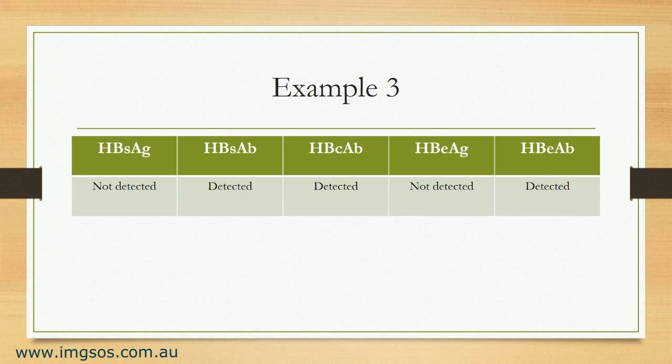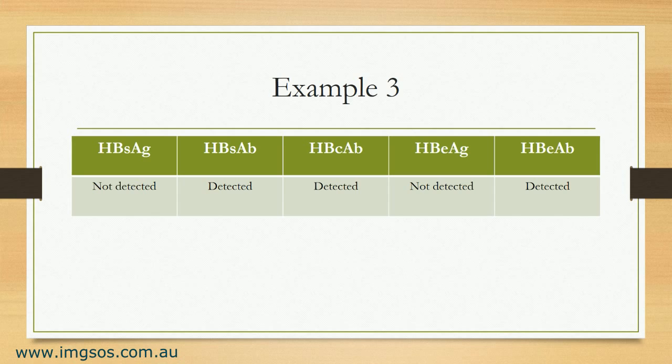But the next column, the core antibody, tells us this is virus. Now, the E antigen is not detected, so they're not in high levels of replication and high viral turnover, and E antibodies have been formed, and that's why the E antigen has gone away.